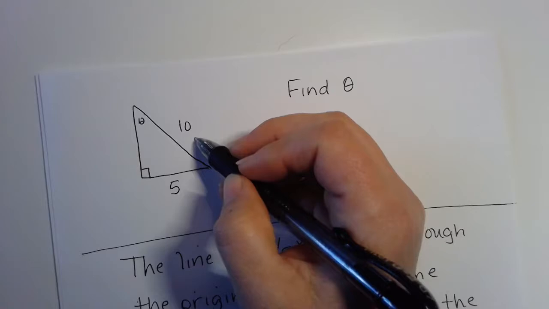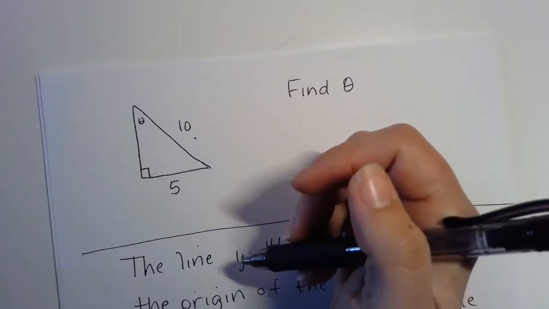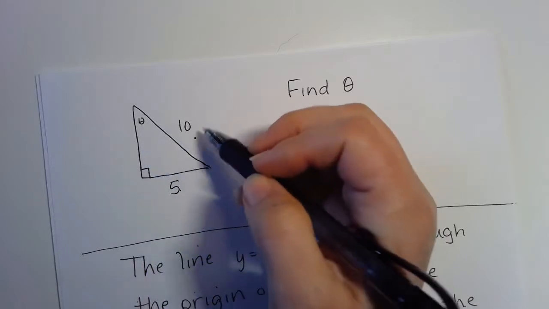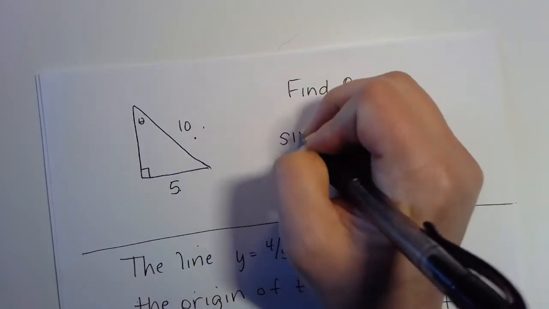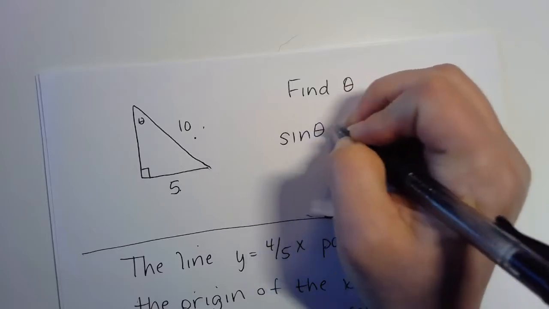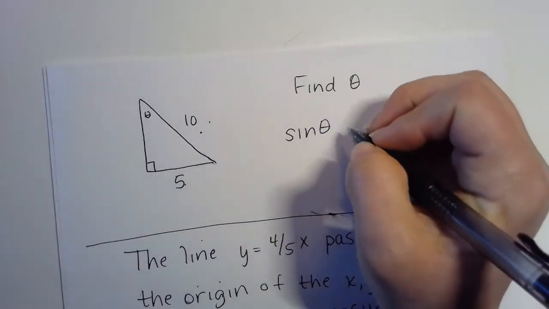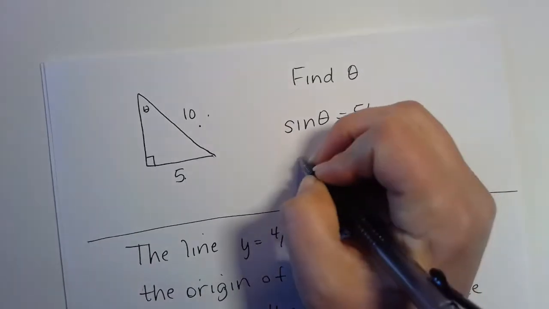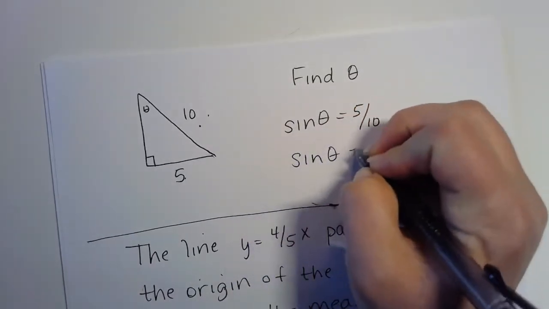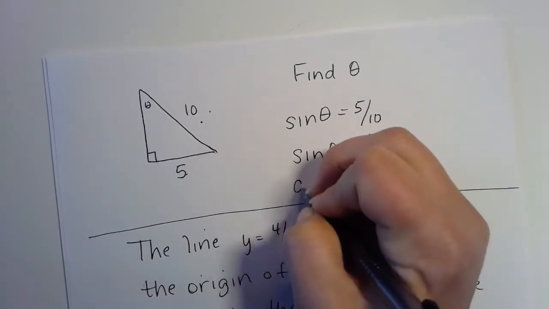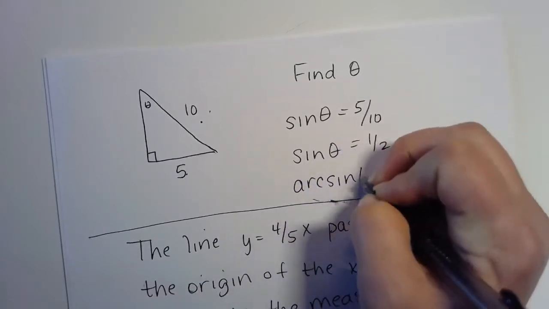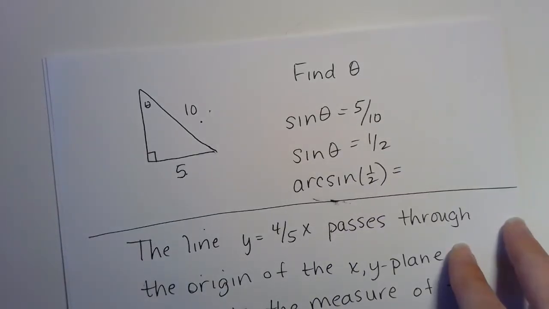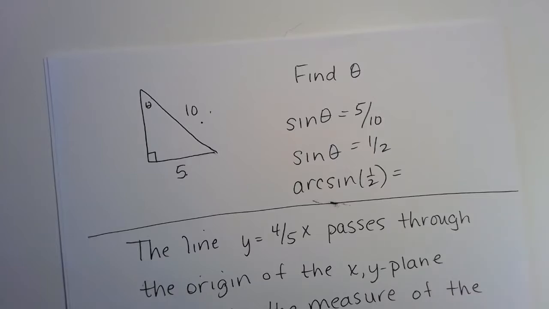Opposite, hypotenuse. Oh my goodness. Have I said everything wrong at this point? This would be sine because it would be the opposite side and the hypotenuse. So the sine of theta, did I put everything right? Yes, I did. Okay, so sine of theta is 5 over 10. Now that's really 1/2, right? So I can put this as arcsine of 1/2, but this is actually one that I should know, okay? So I have the sine of theta is 1/2.